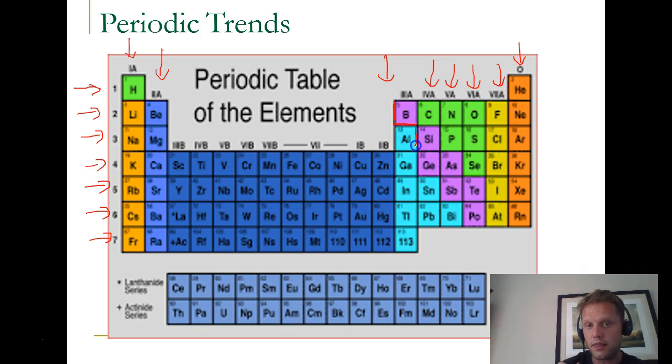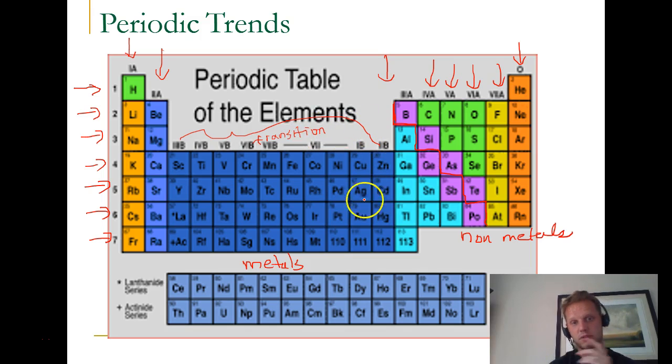Well, the periodic table is divided up into metals and nonmetals. Metals are on the left, and nonmetals are on the right. They are separated by this little staircase. Elements that touch the staircase are known as metalloids. Elements that are in this weird zone that I said don't worry about are known as the transition metals, because they're transitioning from metals to nonmetals.